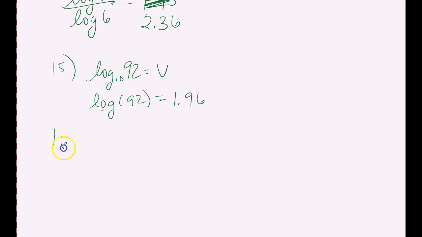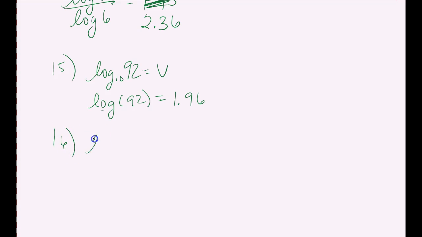15. 10 to the v is 92, so it's log base 10 of 92 equals v. So, hey, here's a cool one. Since that's a base 10 and the calculator automatically does base 10, I'm just going to type in log of 92. And I'm getting 1.96. So you'll notice if you did the other formula, you'll get the same thing as me. But keep in mind, the calculator does automatically work base 10. So if it's already a base 10, then you can just type in log of 92 and you're fine.